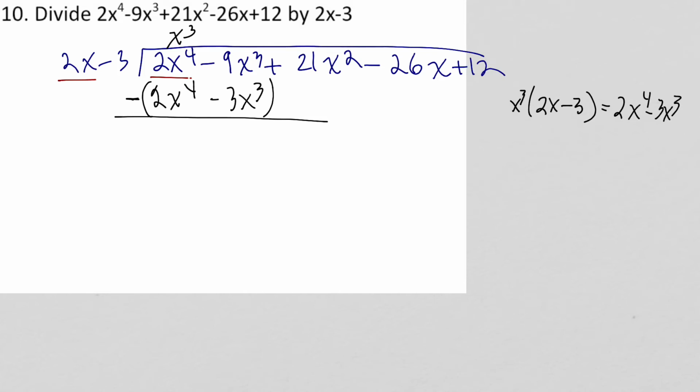Be careful now for this one. It's a -9 minus a -3, which is -6x cubed. Everything else comes down. And I'm going to restart the whole process again.